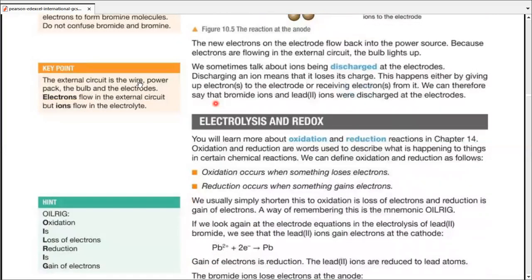So the external circuit is the wire, the power pack, the bulb, and the electrodes. Electrons flow in the external circuit. The electrolyte is a collection of positive and negative ions. So ions flow in the internal circuit, or the electrolyte. Okay.